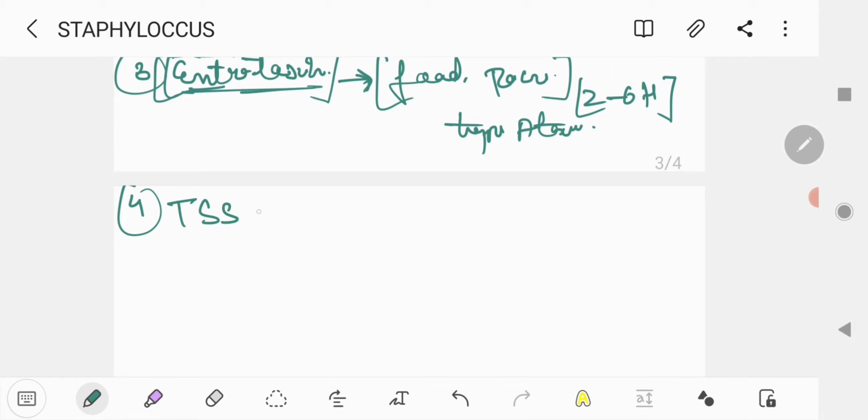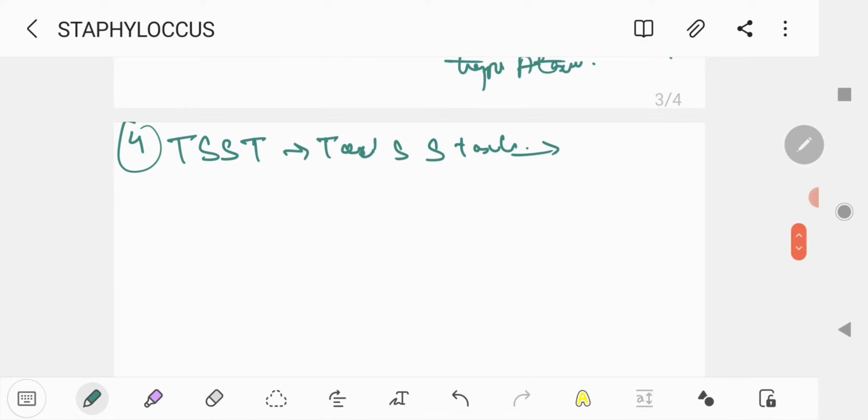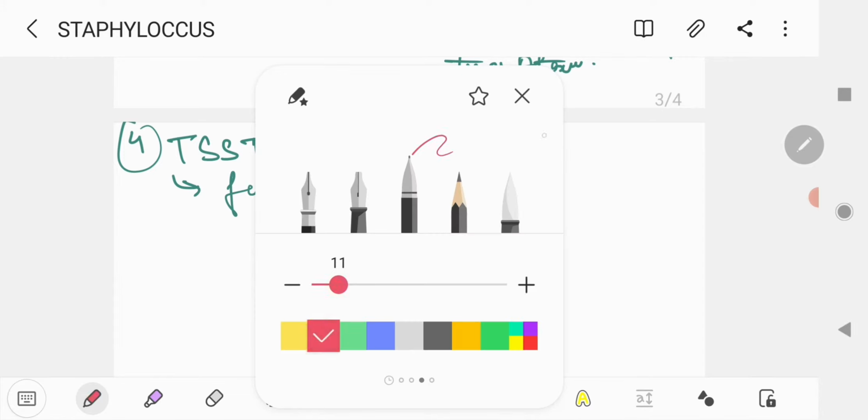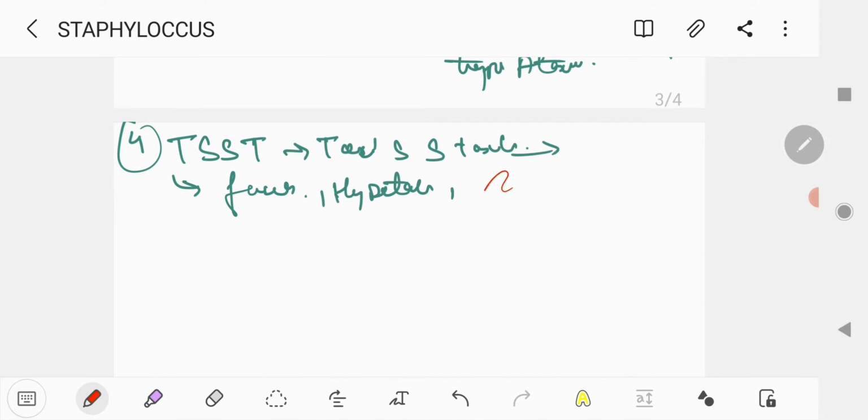TSST syndrome, which is toxic shock syndrome toxin, okay. It basically causes fever because of cytokines and hypotension in the body, and you have to remember this as important, because it is, oh sorry, it is a super antigen.